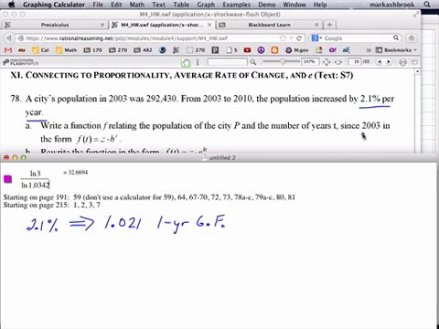T years since 2003. So if it's going to be T years since 2003, we want the initial population in 2003, 292,430. So we're going to do e to the kt. For this, is this going to use the exponential continuous form? No, it's going to use the a, b to the t form. This is b, right? This is our true growth factor for 1 year. So we're going to use the old original form that we had.